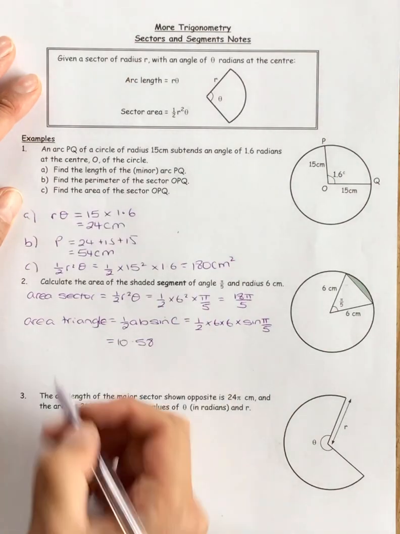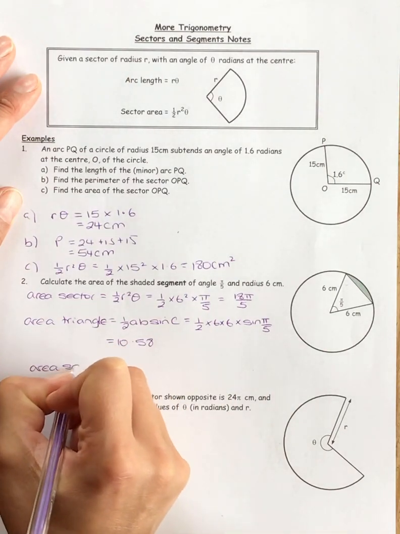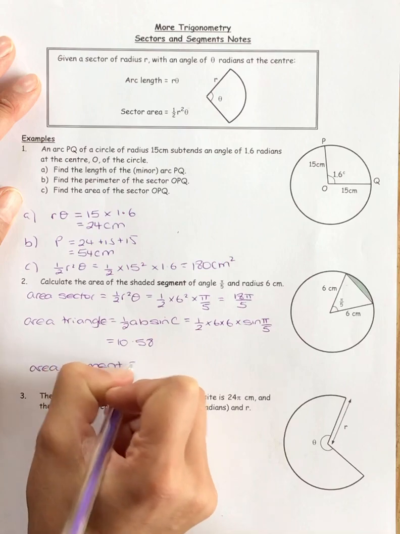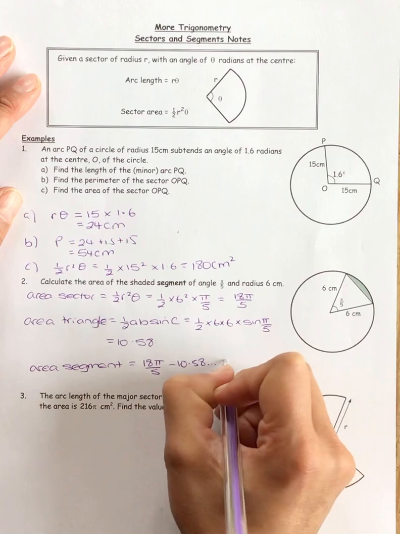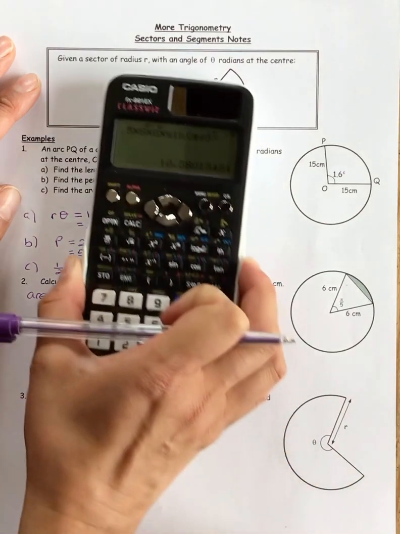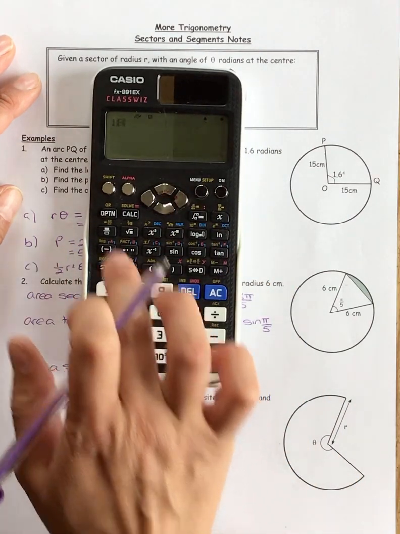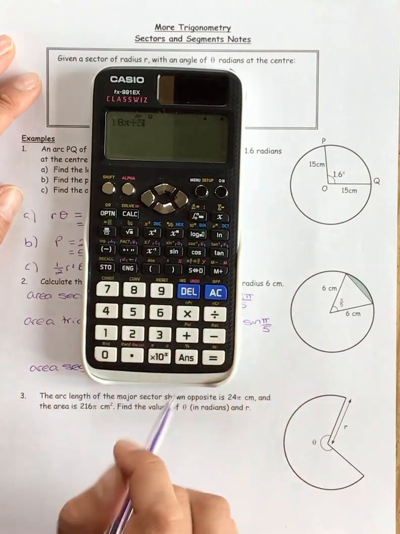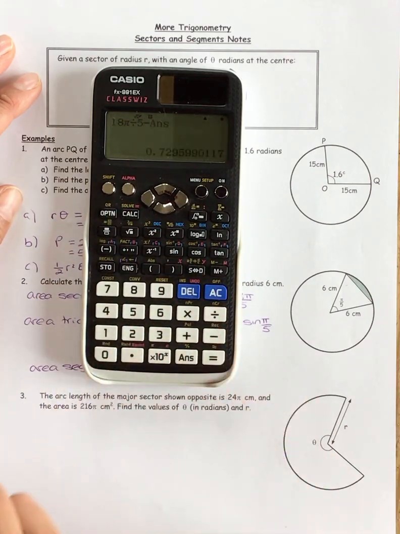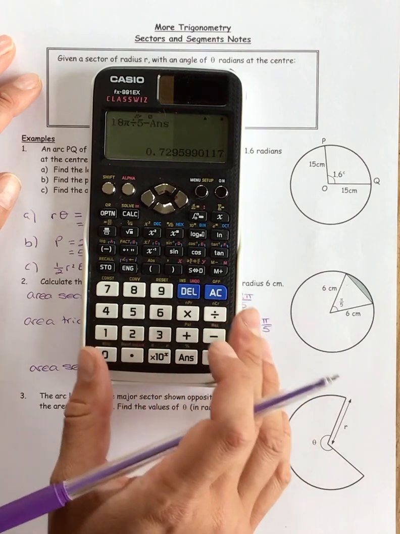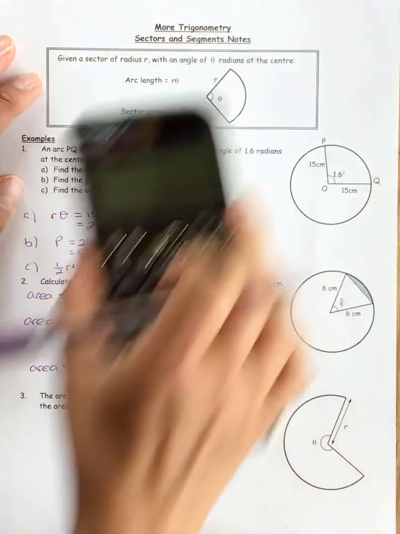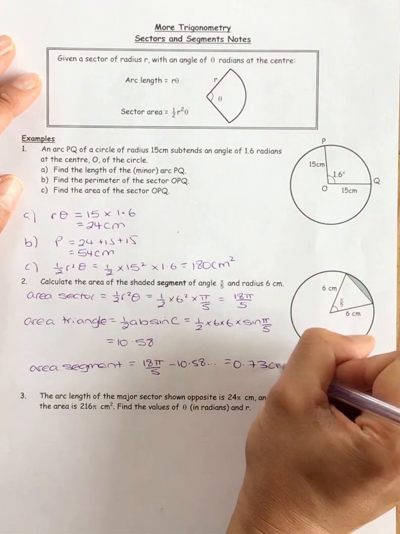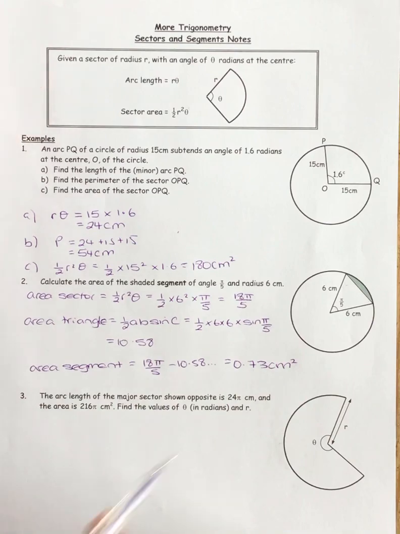So the area of the segment is the difference between those two. So I'm going to use the 10.58 as accurately as it is on my calculator. So I'm doing 18 over 5 pi, take away my previous answer, and I get 0.73. And we were working with centimetres, so the area will be in centimetres squared. So that is just a tiny slither there, it's got a very small area.